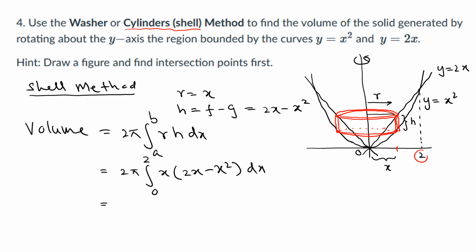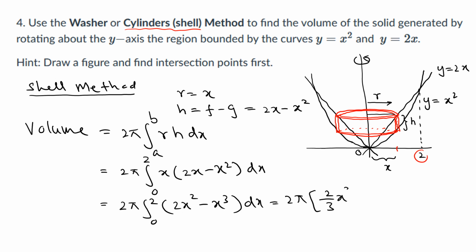If you get a problem like that, there are no product rules. So what we need to do is distribute that first. If you distribute, you're going to get 2x squared minus x cubed. This is a very easy integral. So it is 2 pi, and if you integrate, you're going to get 2/3 x cubed minus x to the 4 over 4.